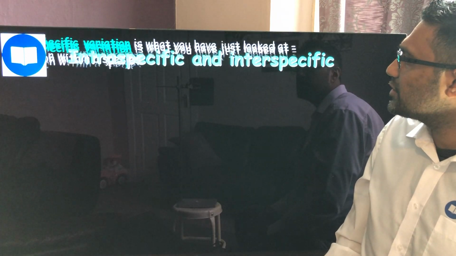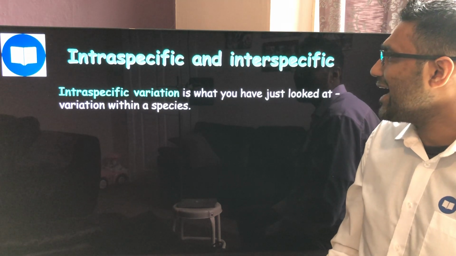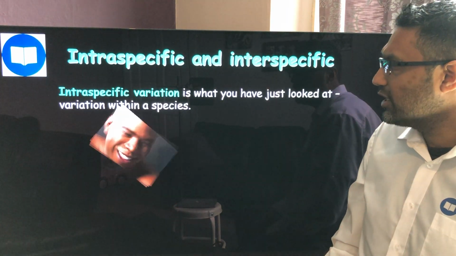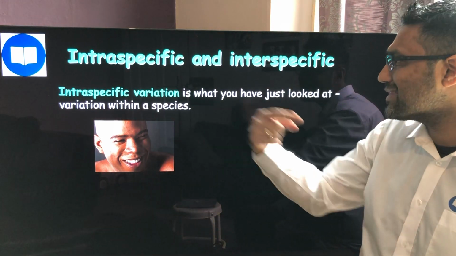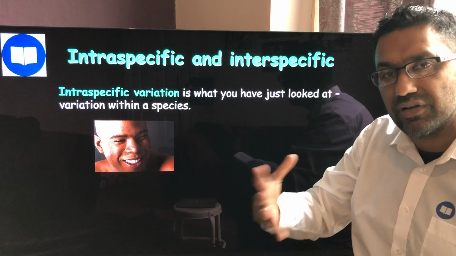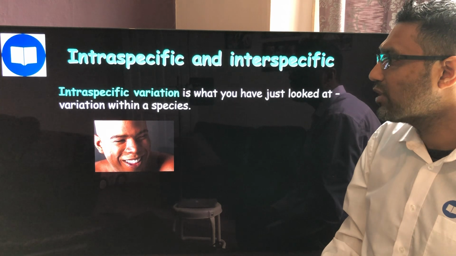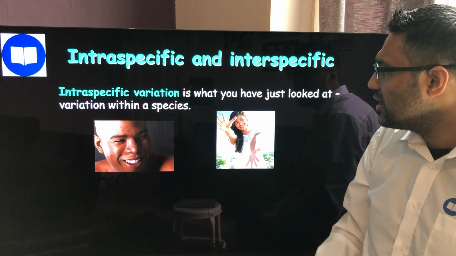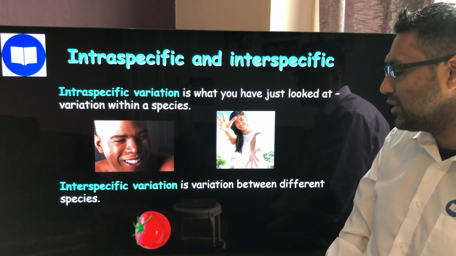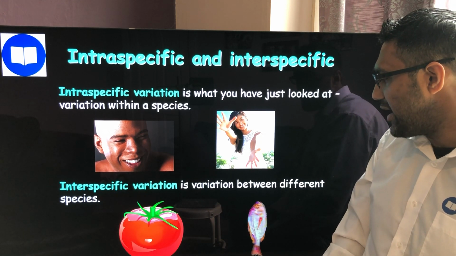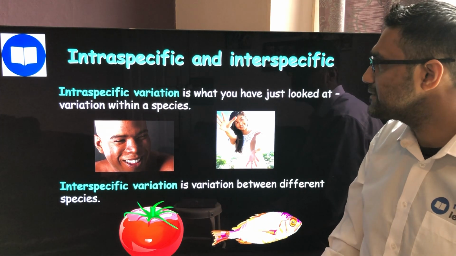Now we've got different types of variation. We've got intra-specific variation and inter-specific variation. So intra-specific variation is within the same species. Amongst all of us, there is intra-specific variation, just like what we saw on the previous slide. But when you look at the variation between different species, that's inter-specific variation. A tomato and a fish will have inter-specific variation because they're different species.